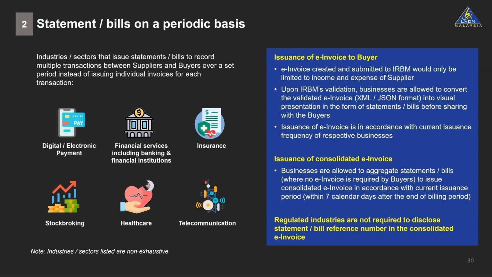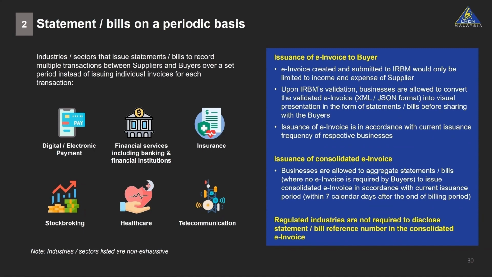Once LHDN validates the e-invoice, the seller can utilize the statement or bill as a visual representation, incorporating a QR code for the buyer. The frequency of e-invoice issuance corresponds to how often the seller sends out invoices or statements. In instances where the buyer does not require an e-invoice, the seller retains the option to issue and submit a standard statement or bill. Subsequently, the seller must issue a consolidated invoice for validation purpose.